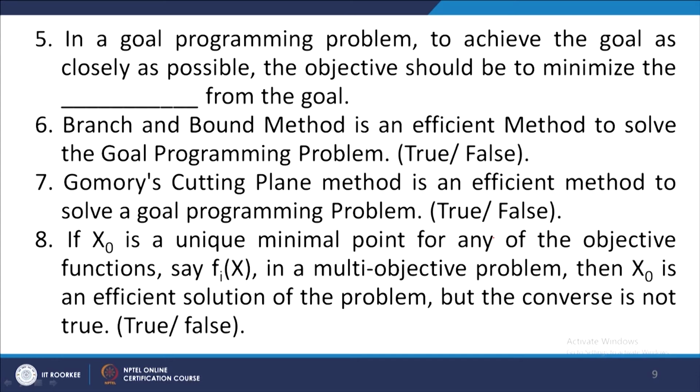If x0 is a unique minimal point for any of the objective functions, say fi(x), in a multi-objective optimization problem, then x0 is an efficient solution of the problem, but the converse is not true. True or false?